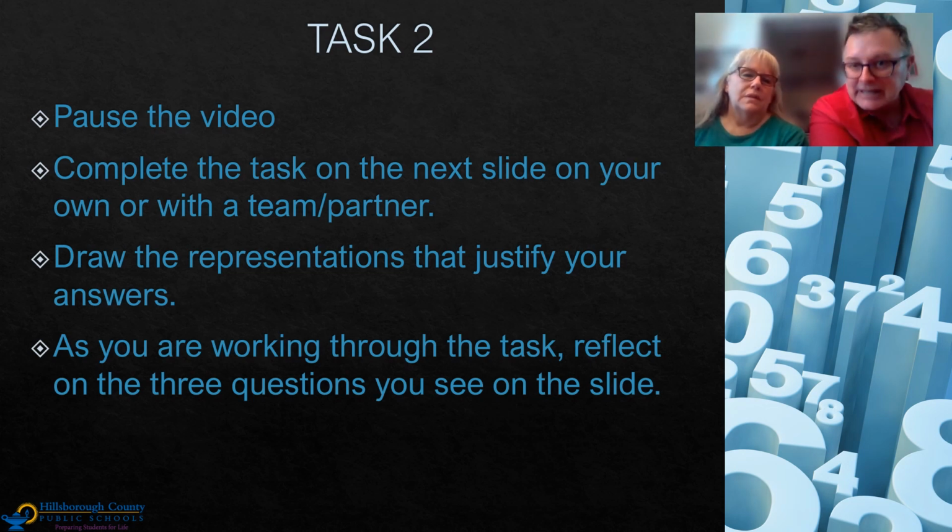We have a second task for you. In just a moment, once again, you'll pause the video and complete the task on the next slide. We're asking that you draw representations that justify your answers. And once again, as you're working through the task, reflect on the 3 questions you see on the slide. So we'll see you back in a few minutes.